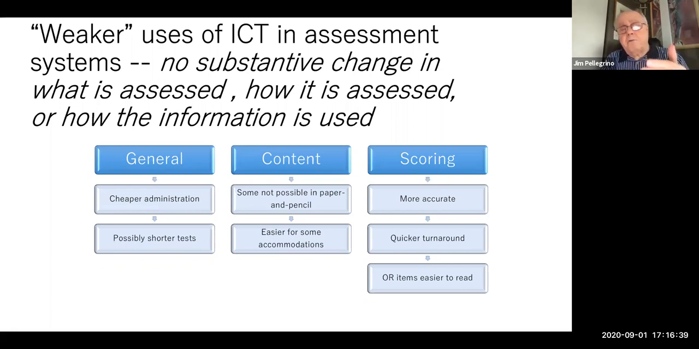The content usually hasn't changed very much, although we may be able to do some things with students who have disabilities in terms of accommodating their needs better through technology. And scoring is just generally quicker. There's a quicker turnaround, but we haven't fundamentally changed the nature of what we're assessing or how we're assessing it.